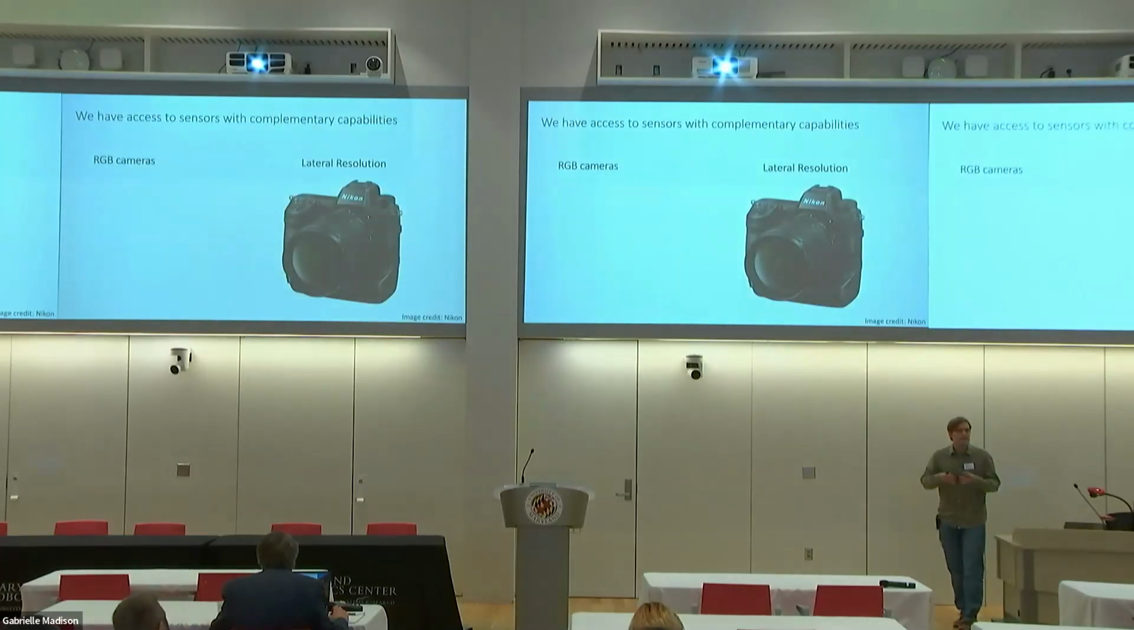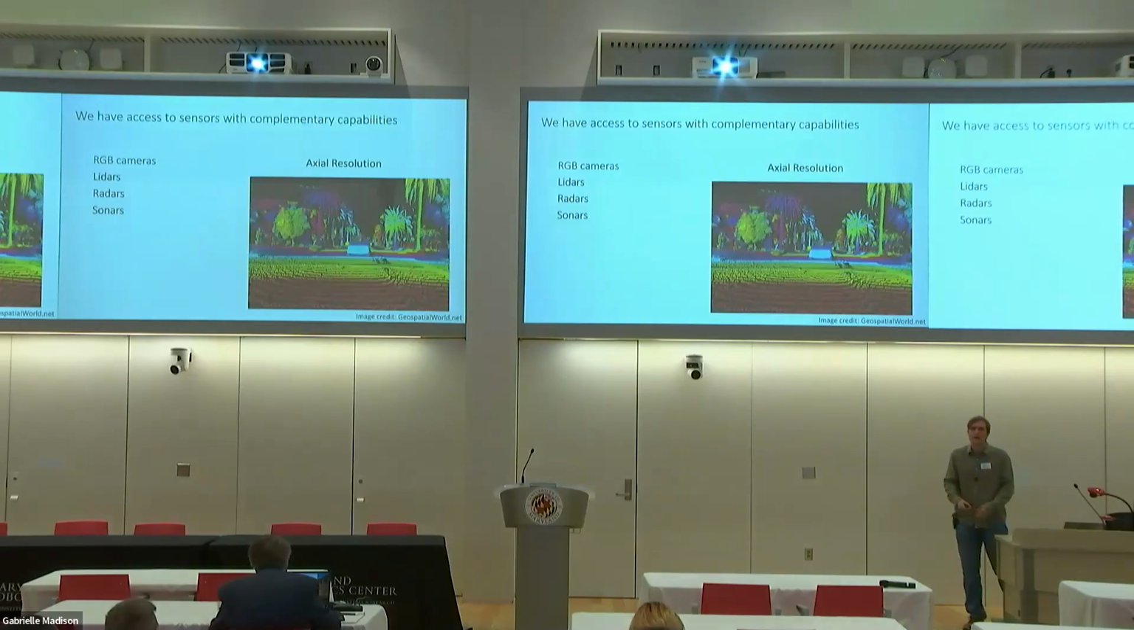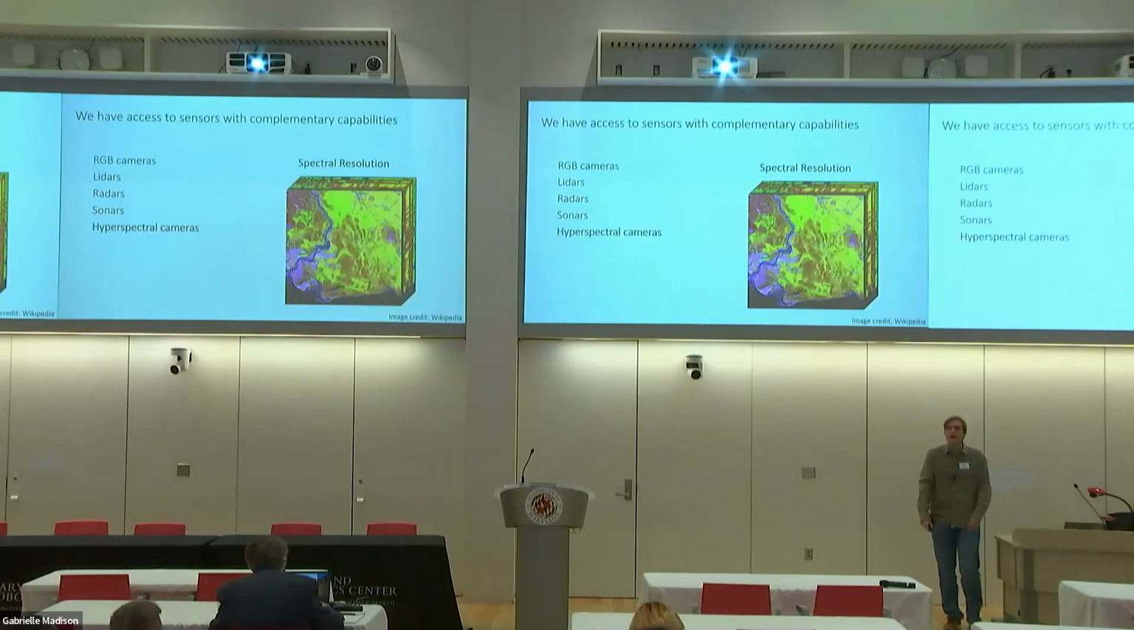The motivation for this again is that you're capturing complementary information with these different sensors. So the conventional cameras you use every day have incredible lateral resolution. You can get 50 megapixel sensors for under $1,000. LiDARs, radars, sonars give you great axial resolution. They can tell you how far away things are. Range information. Hyperspectral cameras give you better spectral resolution, so many wavelengths.